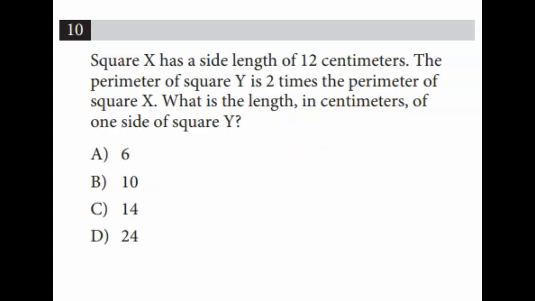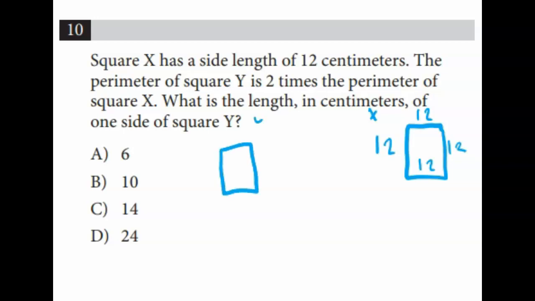All right, number 10. Square X has a side length of 12 centimeters. So whenever you see a shape and they give you its values and lengths, width, height, etc., always draw it out. Just helps you better understand it. So we know it's going to be 12 centimeters all the way around. And this is square X. The perimeter of square Y is 2 times the perimeter of square X. Okay, so we have a new square. This is going to be Y. And let's make his values X.